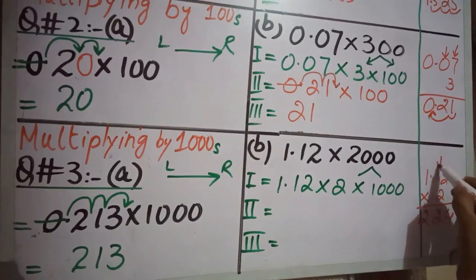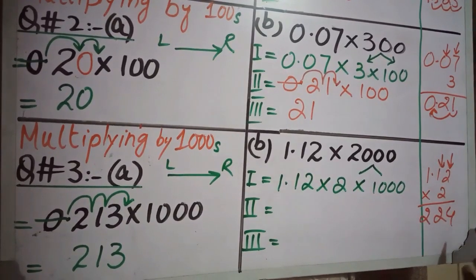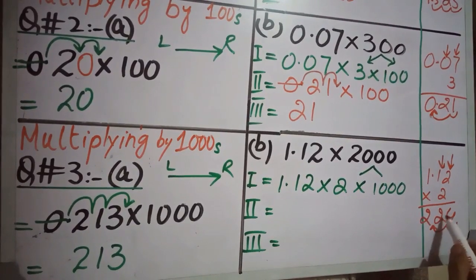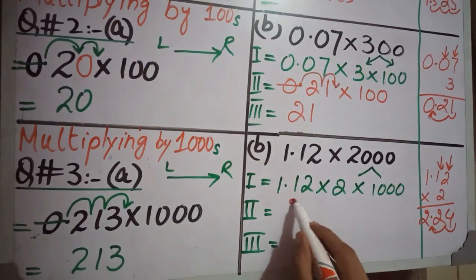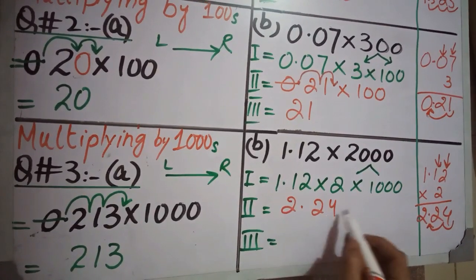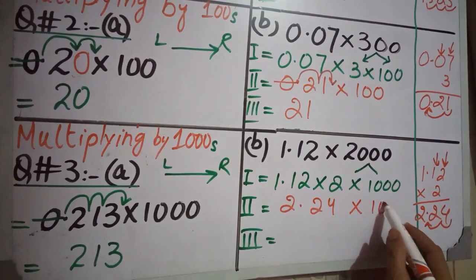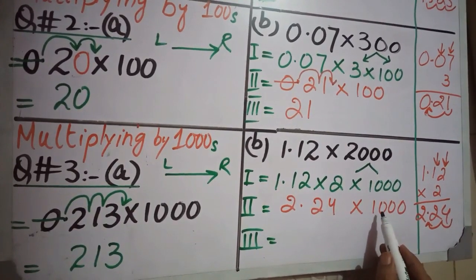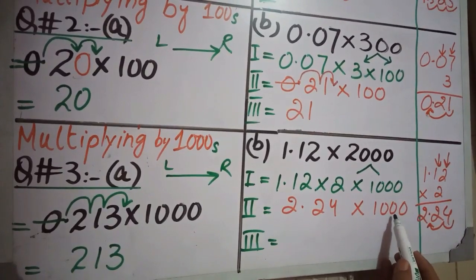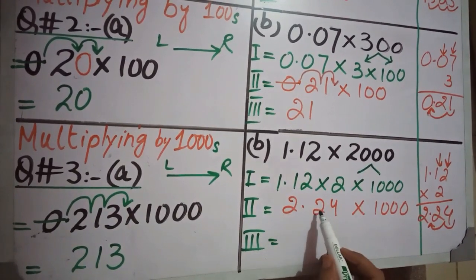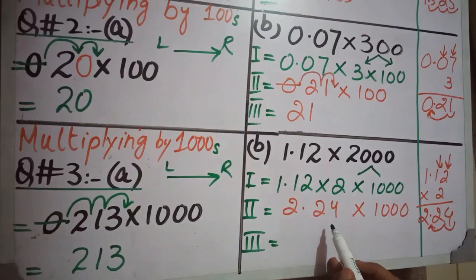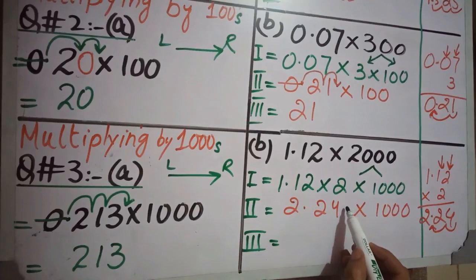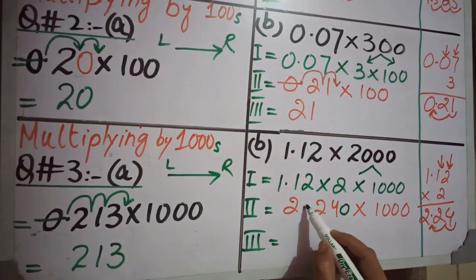Now here are 2 DPs, 1 DP and 2 DP. It means we have to put the point after 2 digits. The number will become 2.24 multiplied by 1000. Now can you see, here are 3 zeros, here are 3 zeros, but we are having 2 digits to shift the point. For this we have to add 1 zero here to shift the point.